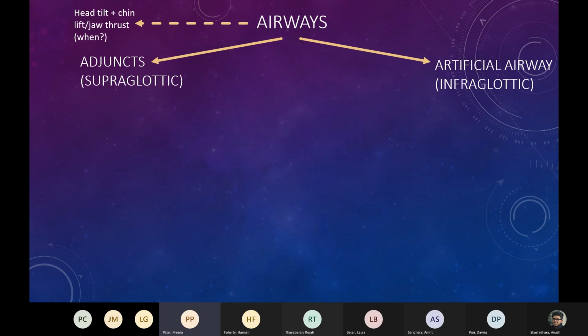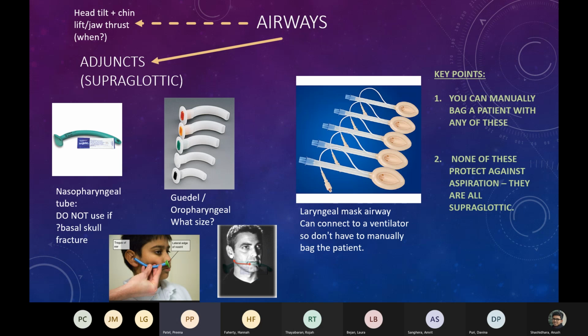When would you use a jaw thrust instead of a head tilt, chin lift? Exactly, yeah. So if you suspect that they've got not specifically a cervical spine injury, you do a jaw thrust instead of the head tilt, because that could make the injury worse. Okay, so let's talk about our supraglottic airways first. What is this called?